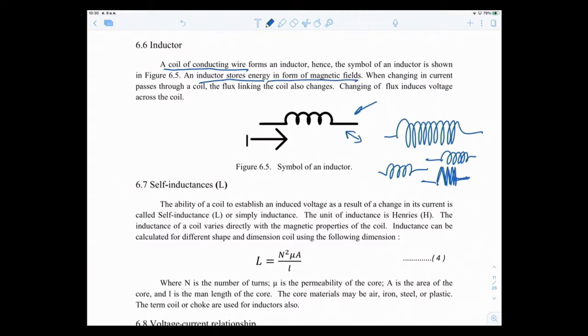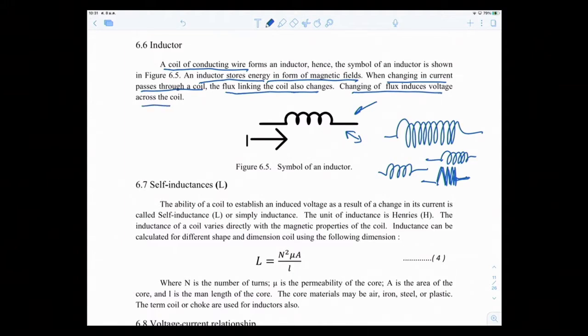Think of your physics, Faraday's law, right? As current flows through a wire, it forms a magnetic field around the wire. Remember that? And when there is a change in the current passing through a coil, the flux linking the coil also changes. Then the changing flux induces voltage across the coil.